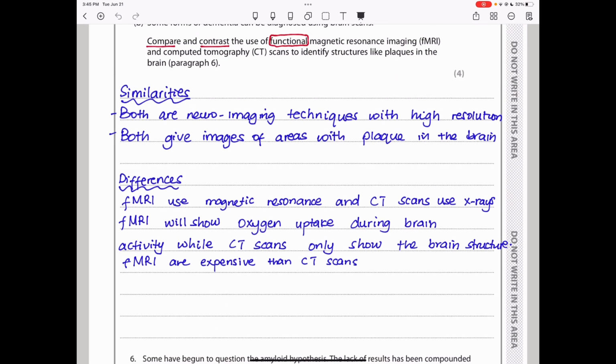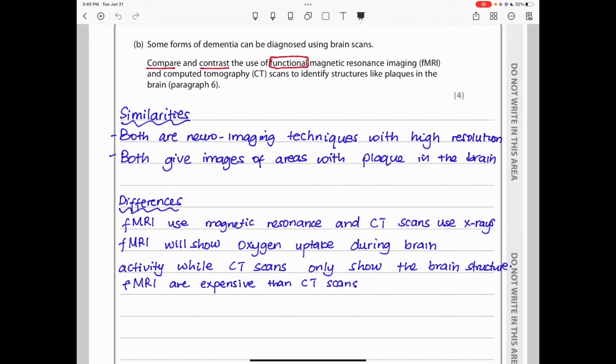So the question is asking us to compare and contrast. Okay. So, of course, compare and contrast, we have to give the similarities as well as the differences. So, similarities between CT scans and fMRI, both are neuroimaging techniques with high resolution. So, basically, their resolution is really great. And both image the areas of the brain with plaque. So, both of them can do that function.